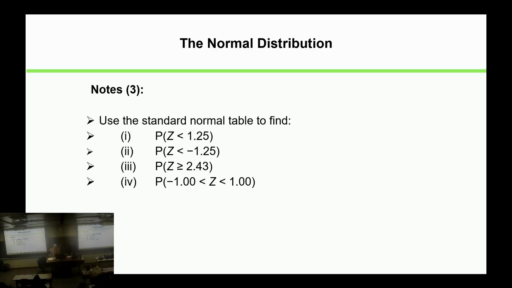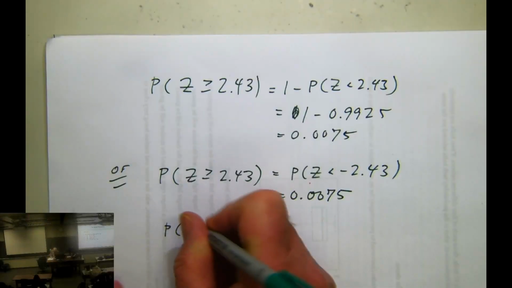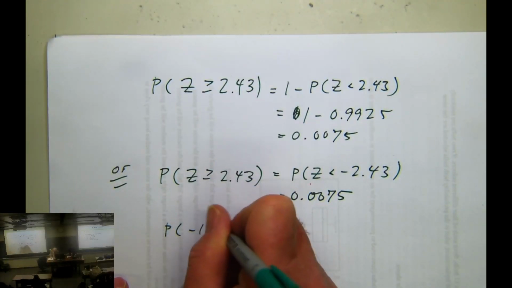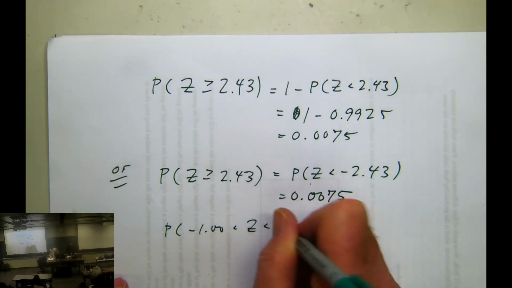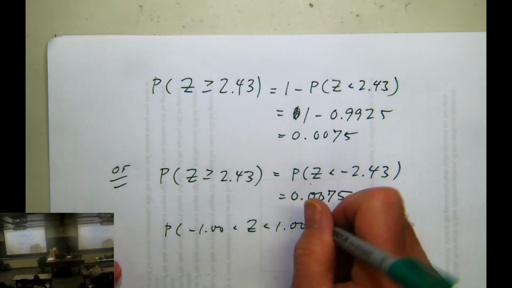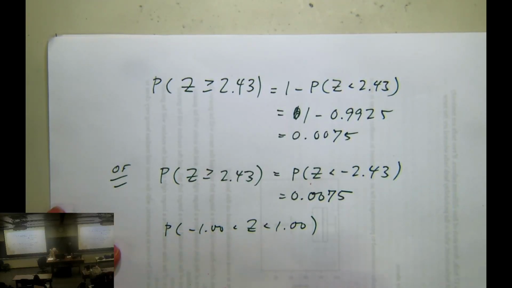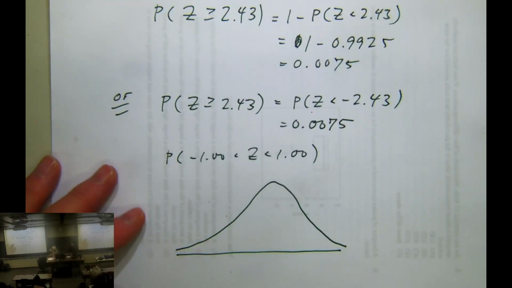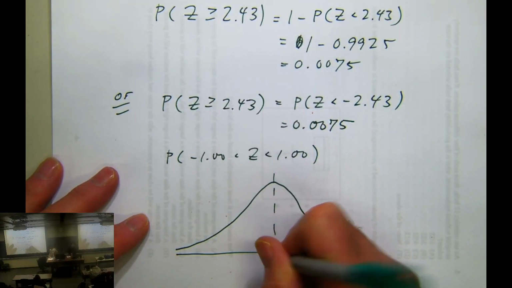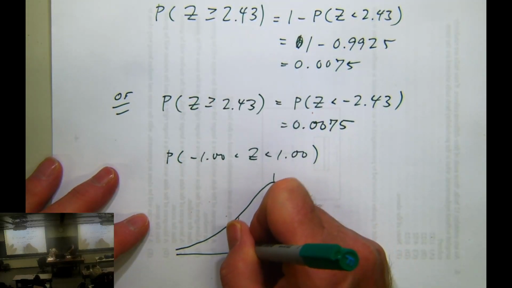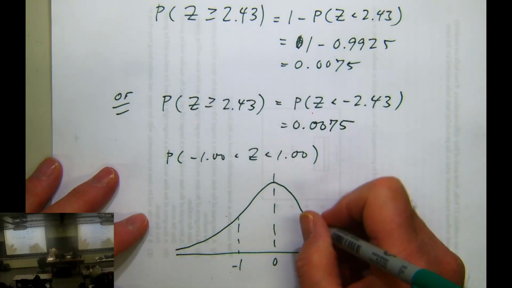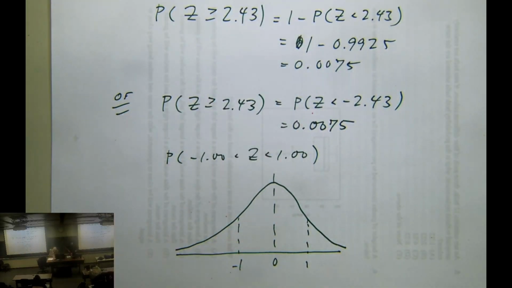Okay, so this one here, a very common type of question, is let's get the probability that z is between negative 1 and 1. If we're drawing that picture, and again, remember these were the points of inflection. So there's your negative 1, there's your 1. And so I want this area in the center.